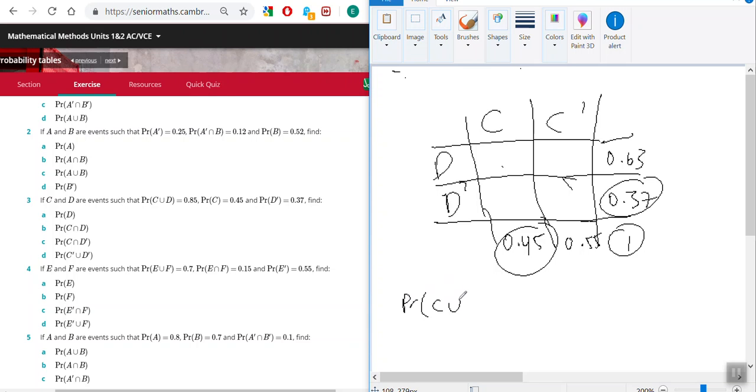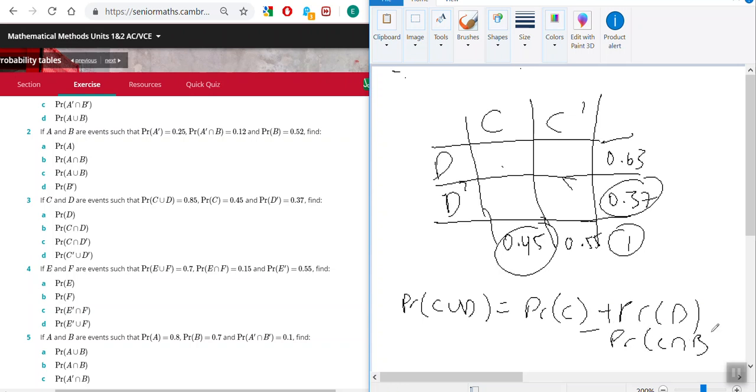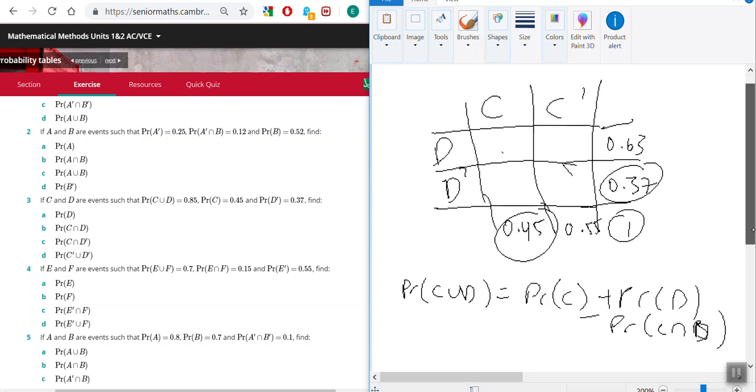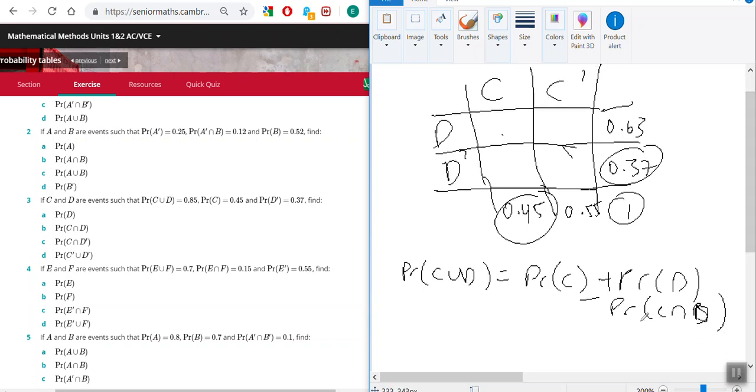Remember the addition rule, C union D equals the probability of C plus the probability of D minus the probability of C intersection D. We actually have all the information we need to find out what this is. C union D is 0.85, they've given that to us. We know the probability of C is 0.45. We know the probability of D is 0.63, but we don't know the probability of C intersection D.